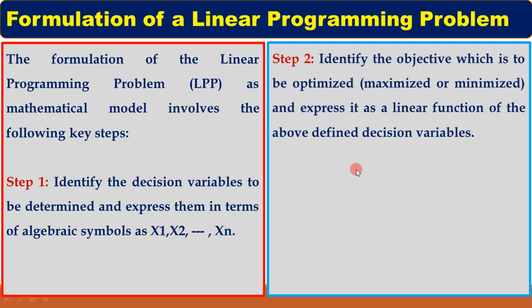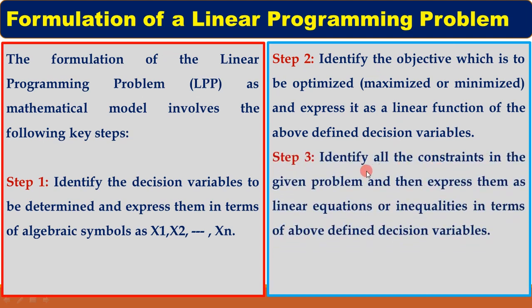Step number 2 is to identify the objective function which is to be optimized, that is maximized or minimized, and express it as a linear function of the above defined decision variables. In step number 1, we identify the decision variables and give them notations as x1, x2, x3 likewise. In step number 2, we identify the objective function and represent it in the form of these decision variables. Step number 3 is to identify all the constraints in the given problem and then express them as linear equations or inequalities in terms of the above defined decision variables.